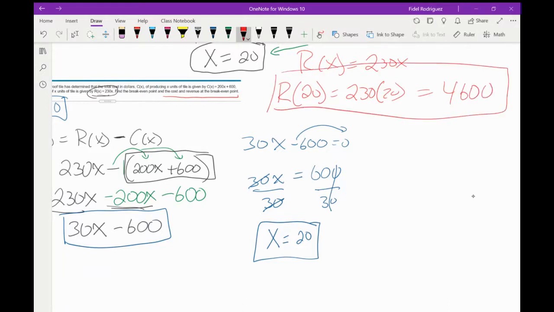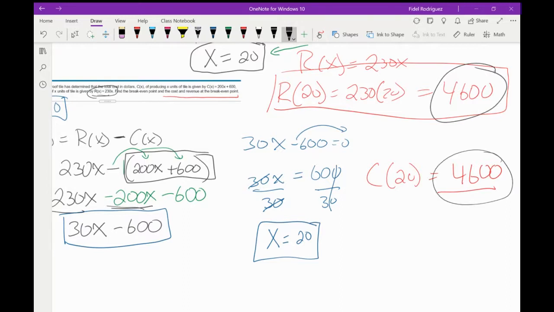And I'm going to give you a hint. If we find C of 20, we're also going to come up with 4,600. Because remember what we said earlier, that whatever money we bring in is going to be the same as we spent, and that's why it's going to be 0 at our break-even point, because we didn't make any money and we didn't lose any money, right?